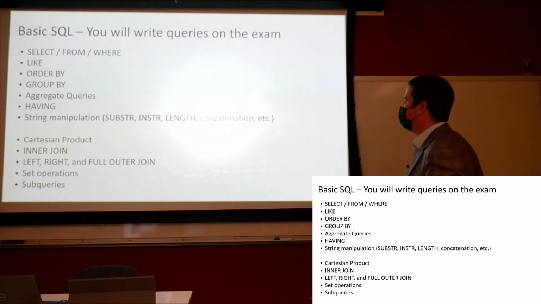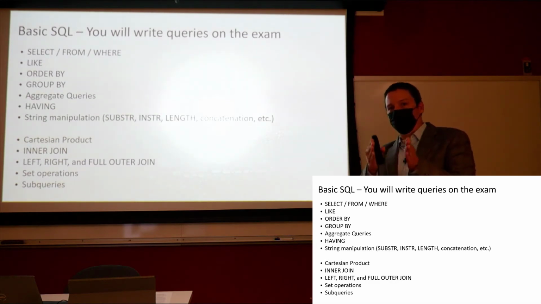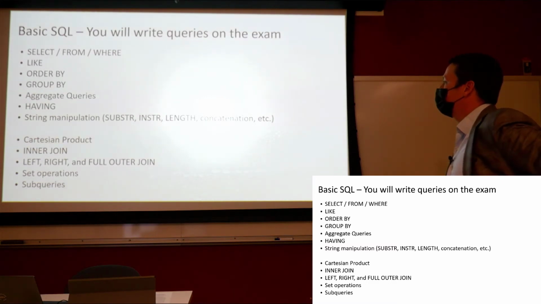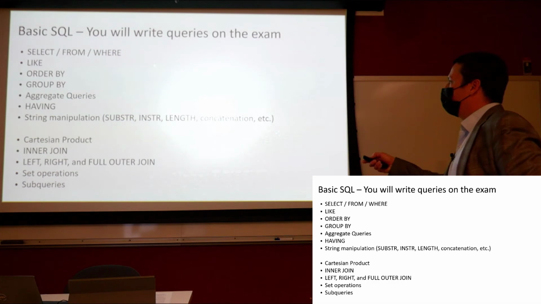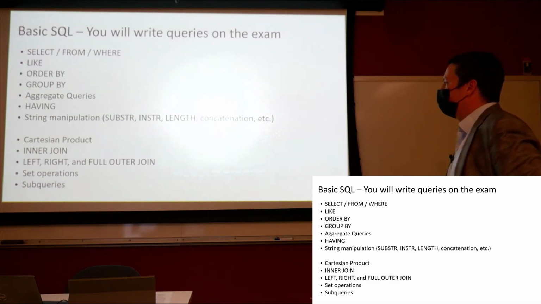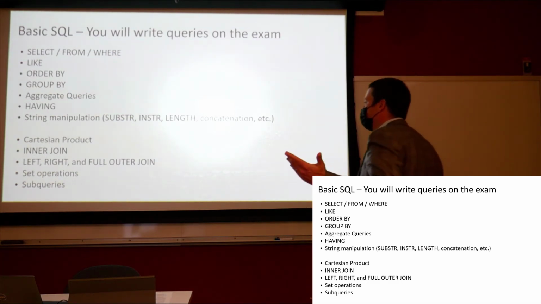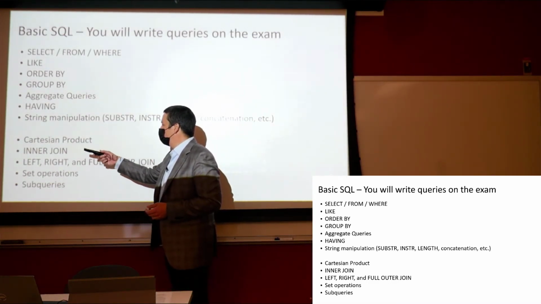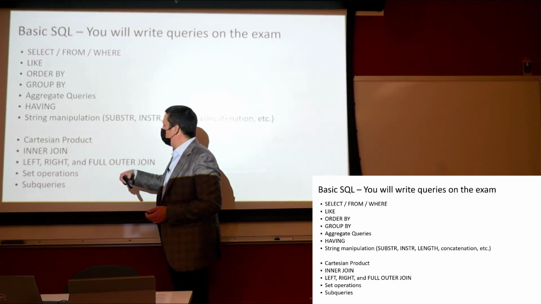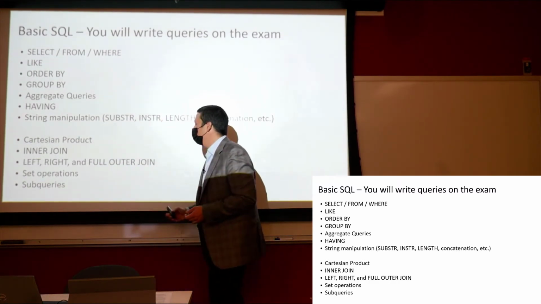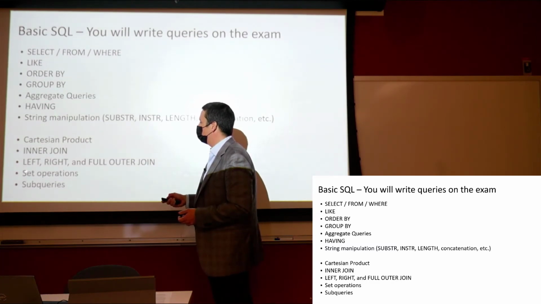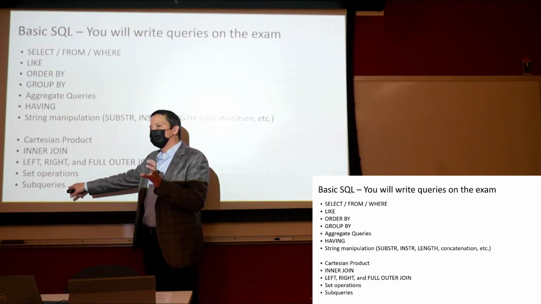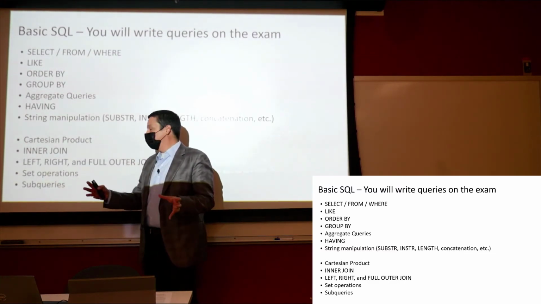Substring, in-string, length, our concatenation, where we just had the two vertical bars or pipes that we use to bring together strings of text. So these are all of our kind of single table functions. And then to bring two tables together, we talked about using the Cartesian product, using the inner join operation, or our left, right, or full outer joins, our set theory operators, and doing subqueries, which is where we have a full SQL statement inside another SQL statement.